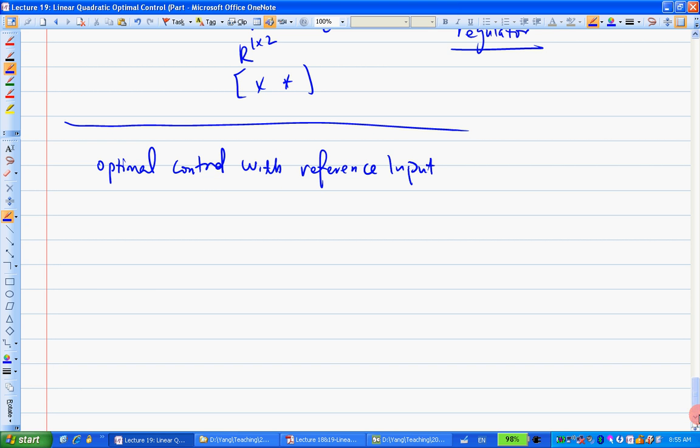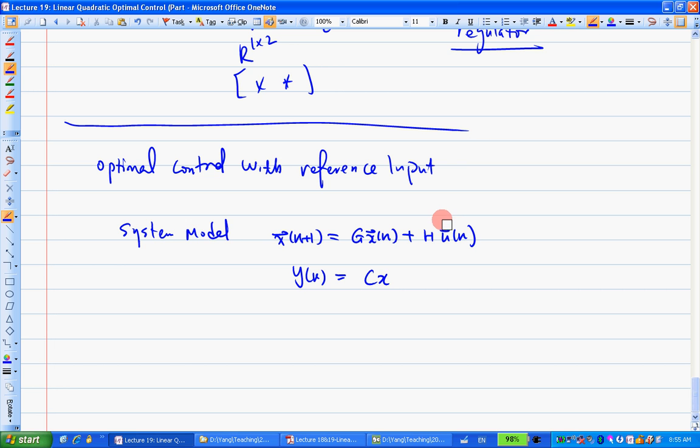So let me just write down the system matrix first. So here's our system model again. And here's the output here. Okay, let's suppose that we're talking about a single input, single output system here. I'll just get rid of the vector sign in here.